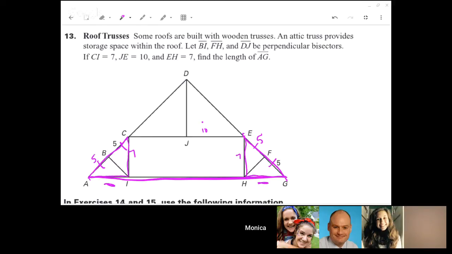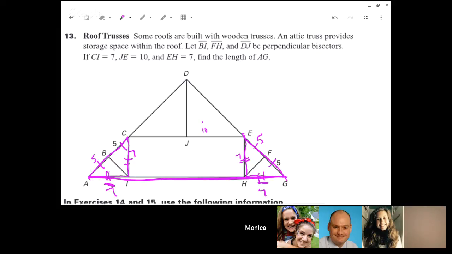Yes, they are congruent because we know that I and H are on the perpendicular bisectors. Theorem 5.2 says if a point's on the perpendicular bisector, then it is equidistant from the endpoints of that segment. So that will tell us that this side and this side are congruent. And again, this side and this side are congruent. So those are 7.